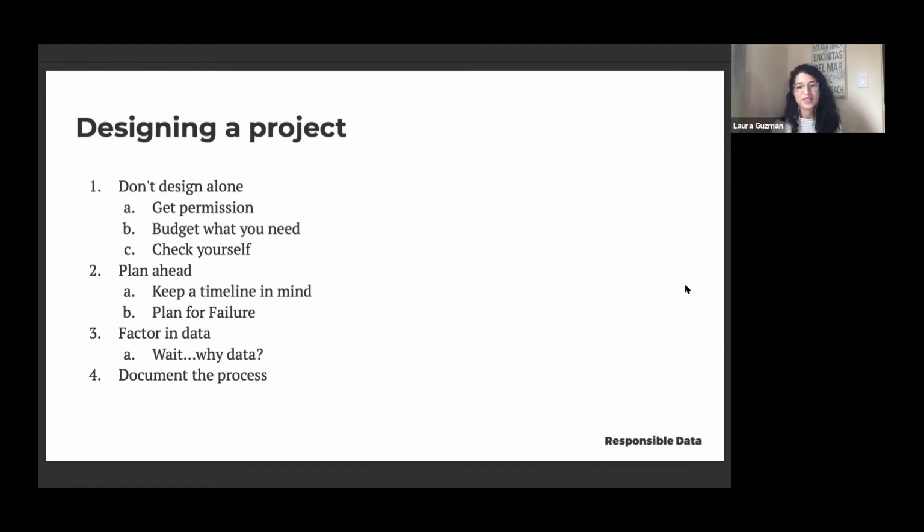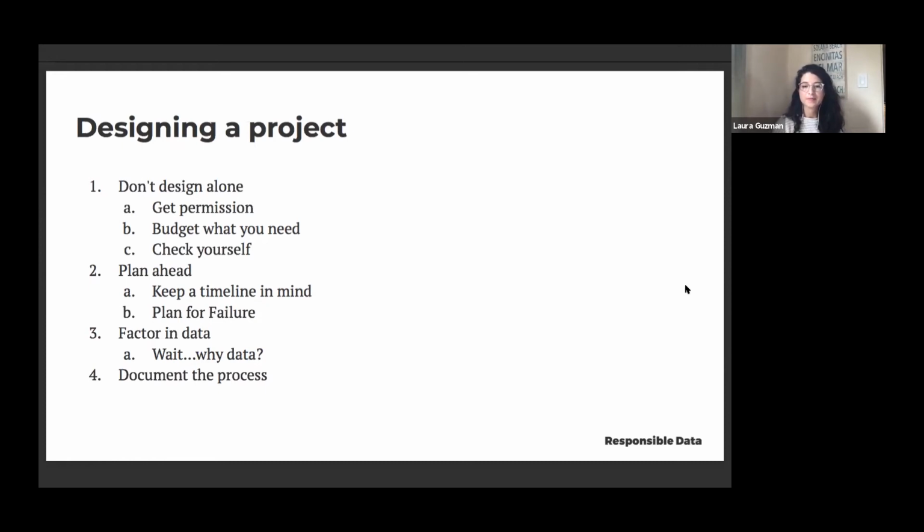And finally, check in with yourself. Remember that this isn't something that you want to evaluate just at the end, but throughout the process of designing the project and implementing it. Keep checking in. Is this a decision we're proud of? Are we upholding the principles that we want to uphold?